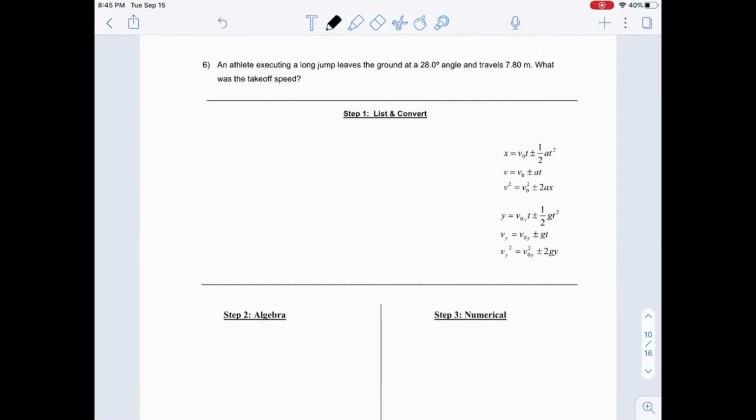All right, again, the same setup. We've got the X and Y directions, and then we've got the projectile motion. So what do we know? We want to know the initial velocity, so that's what we're trying to figure out. From the information given, I want to know the takeoff speed in terms of miles per hour.